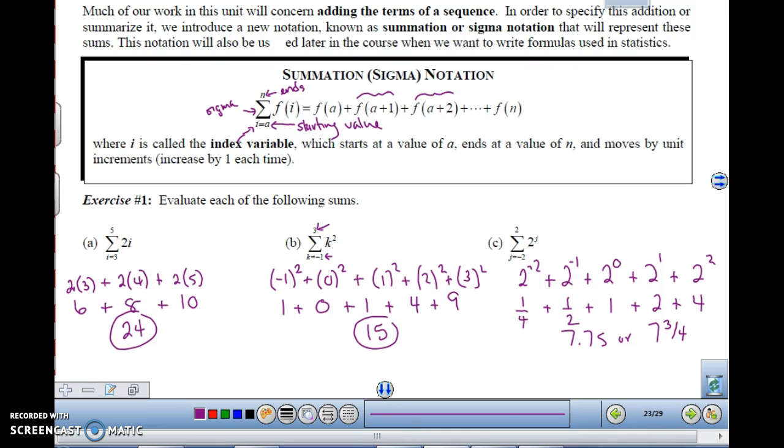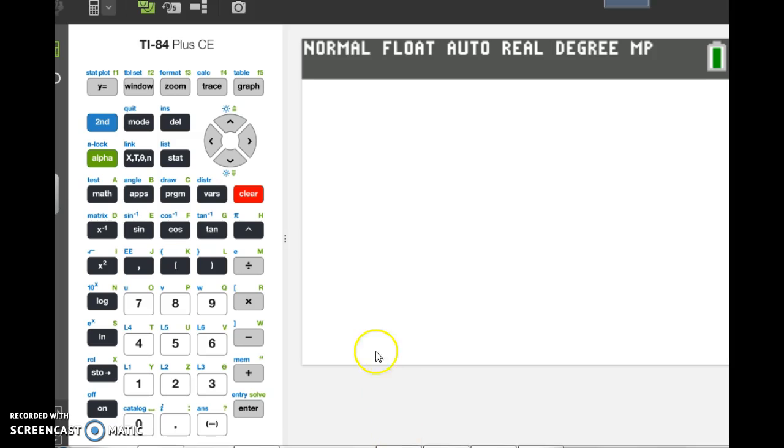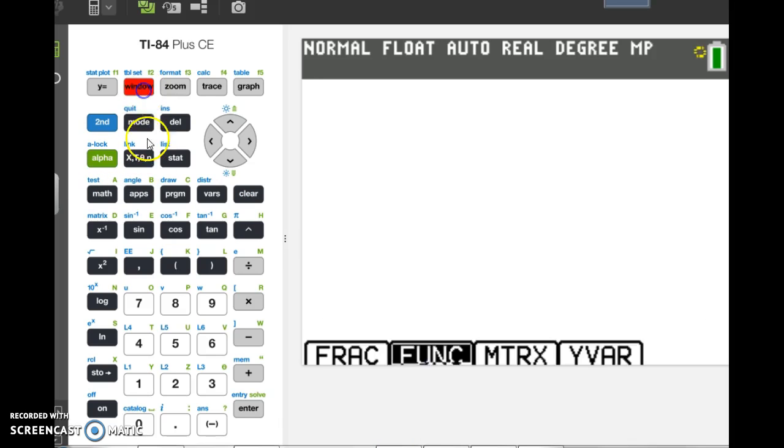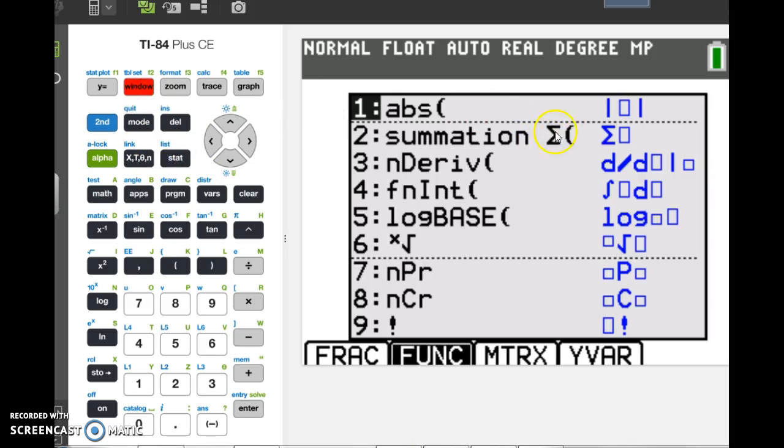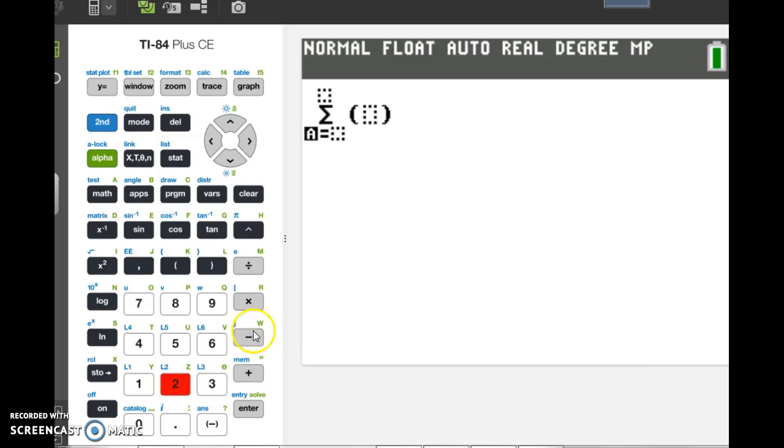Let's look at the first one, for example. If I go to my calculator, I press the green alpha key and the window key. Look at number 2, there's the sigma symbol right there. If you pick number 2, now it starts down here at the index. I usually just use the x there, whatever it happens to be. So I'm going to use x. And our first one was x equals 3.